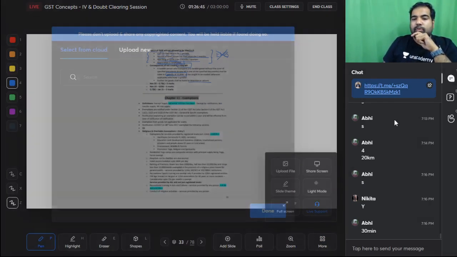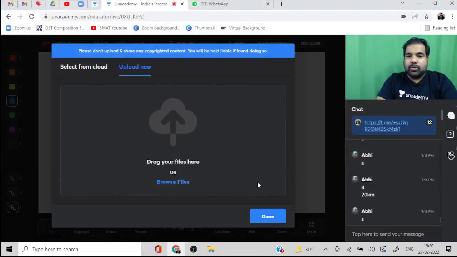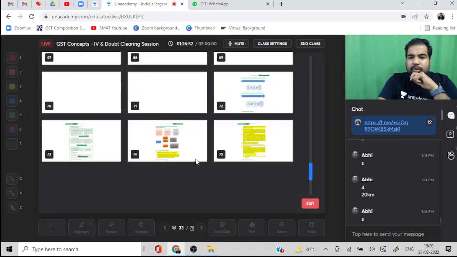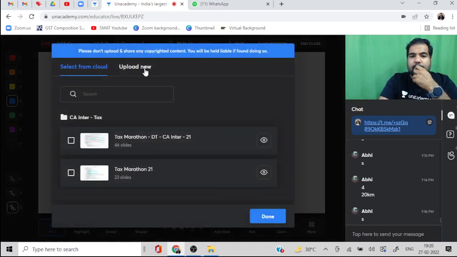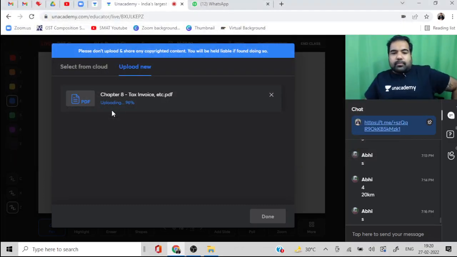Now what I'm going to do is what we do always. I'm going to upload the module so that we can do those questions as well, taking you to the last page so we can upload the module as well. This is the tax invoice chapter.